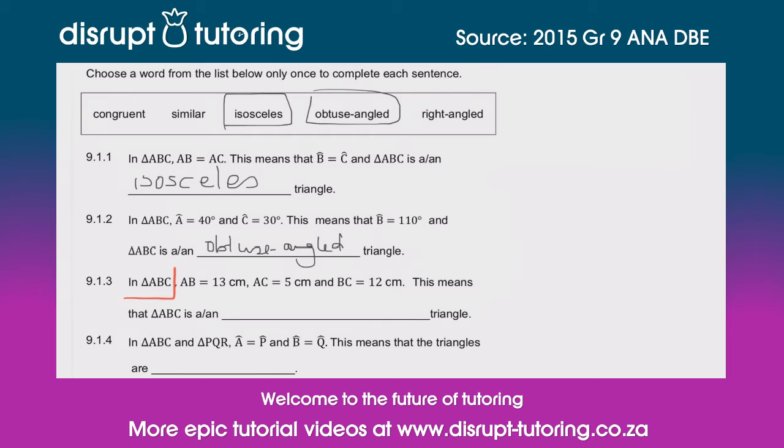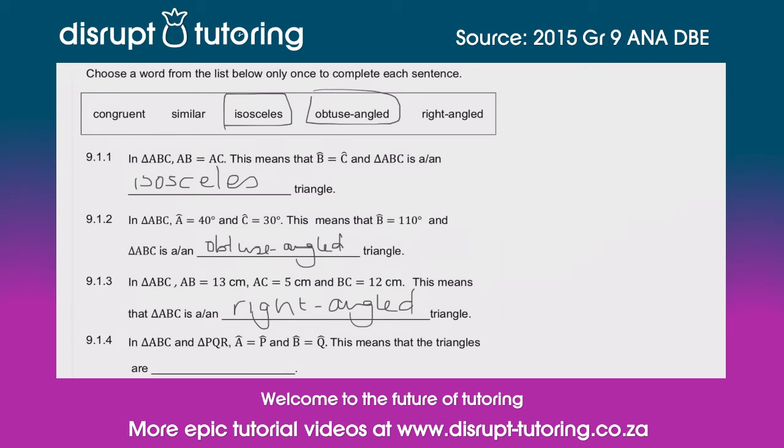They've said to us in triangle ABC, AB is 13, AC is 5, and BC is 12 centimeters. This means that triangle ABC is a what? Now, if we look at the options given, guys, we see that there's congruent and similar. Now, we can't say that this is congruent or similar because they haven't given us two or more triangles. So that would leave us with right angled triangle. So that would obviously be our right answer in this case. So I'm going to write it in, and then I'm going to show you how you can prove that this is a right-angled triangle. Do you have any thoughts on how we can prove that?